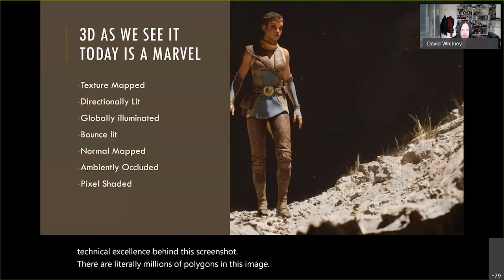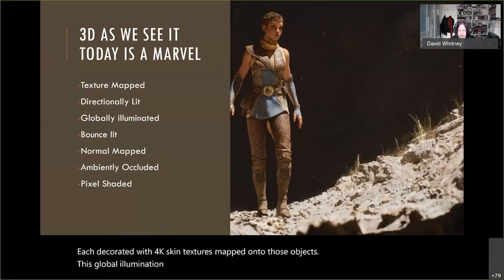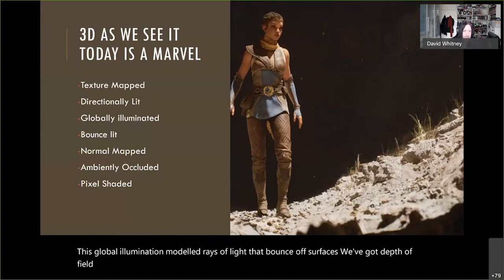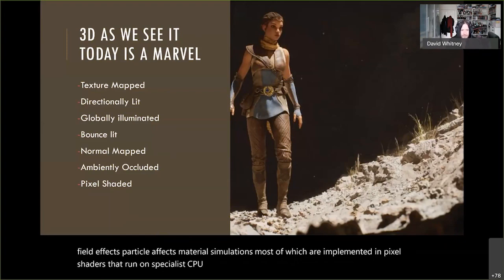Millions of polygons on each rock, each decorated with 4K scanned textures mapped onto those objects. There's global illumination, modeled rays of light that bounce off surfaces. We've got depth of field effects, particle effects, material simulations, most of which are implemented in pixel shaders that run on specialist cores called GPUs that are optimized for crunching maths.